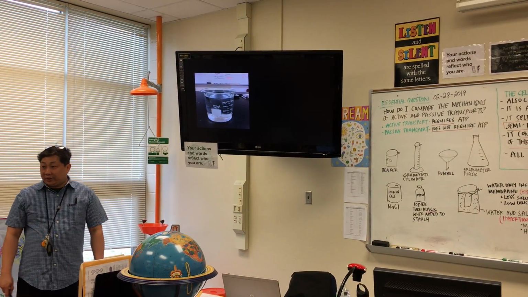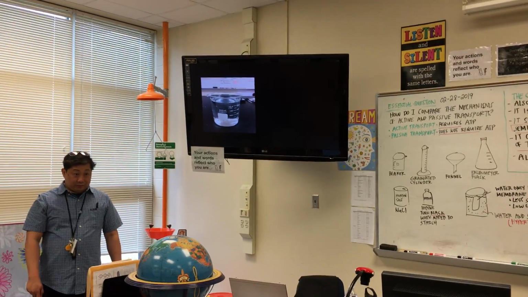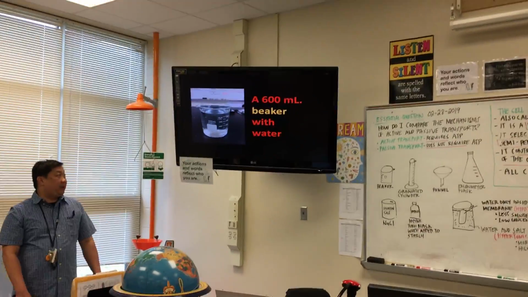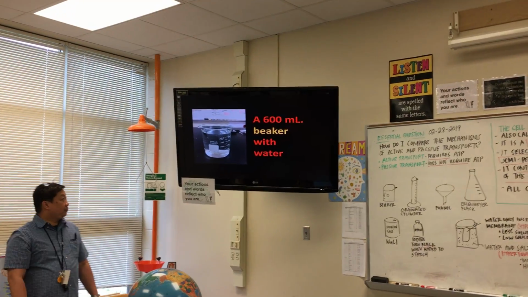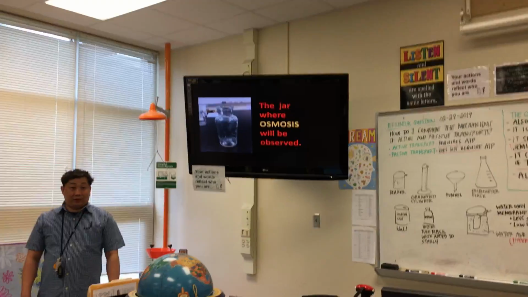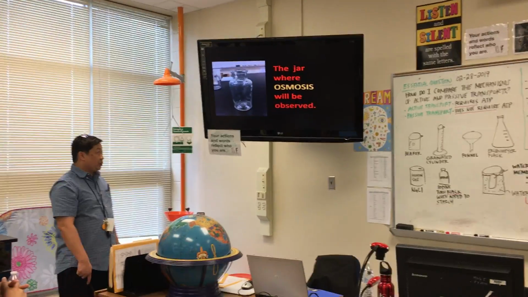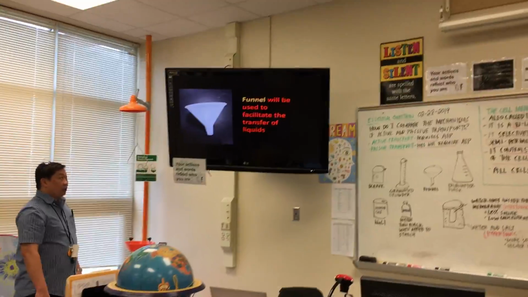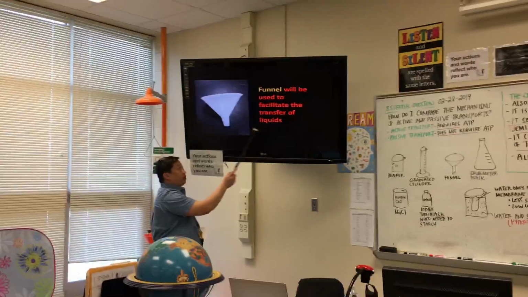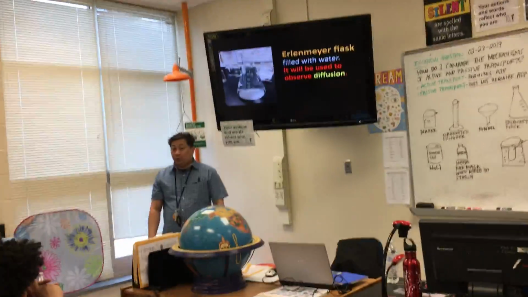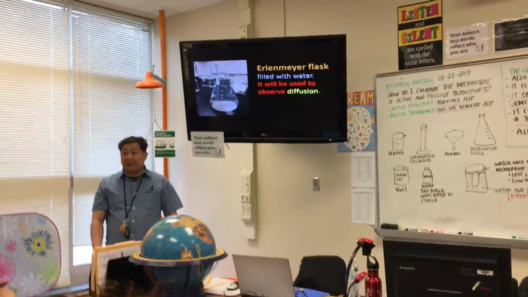This is called the beaker, and you already drew this from the board to your notebook. This is a 600 ml beaker with water. This is a jar that we'll be using to observe osmosis and diffusion. This is a funnel. A funnel will be used to facilitate the transfer of liquids. This is the Erlenmeyer flask. With this one, we will be observing diffusion.